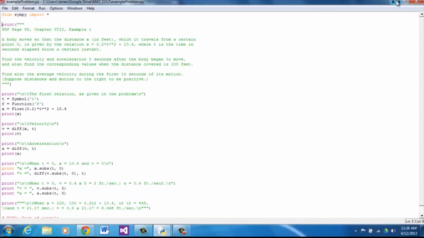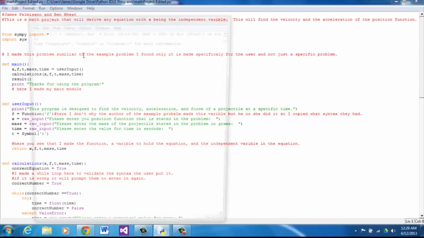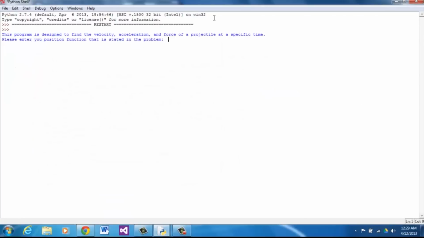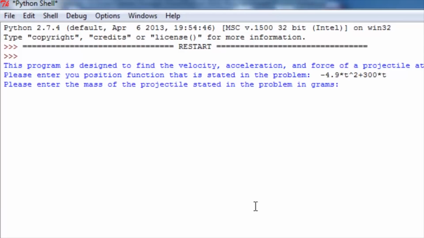Now we can get to our problem that we made that takes user input. This is specially tailored to the specific problem we made, and we tried to relate it somewhat to games. In the problem we made, there's a position function, negative 4.9 multiplied by t to the power of 2 plus 300 times t. And then there's a mass of a projectile, and we're going to make that 50 grams. And then it's going to go over 2 seconds. We're going to measure the velocity and acceleration over 2 seconds.